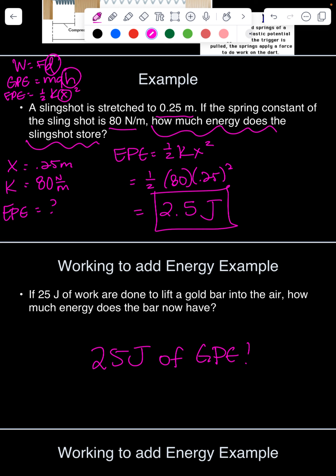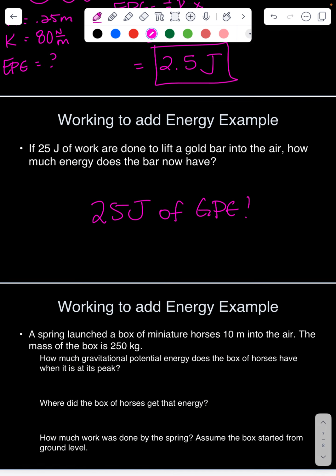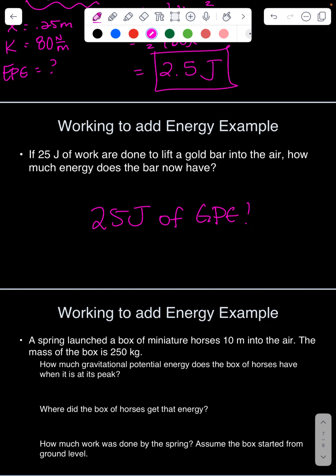And so the amount of work done is equal to that change in energy. All right, so our last example that we have today: a spring launched a box of miniature horses 10 meters into the air. We know that the mass of the box is 250 kilograms. The first thing that I want to know is how much gravitational potential energy it has at its peak, so 10 meters into the air.